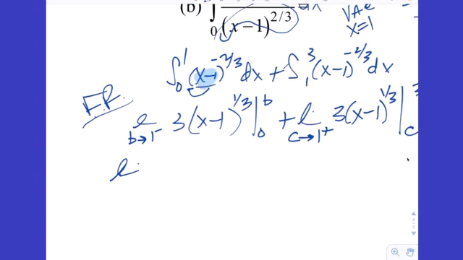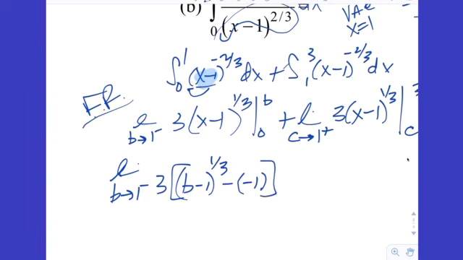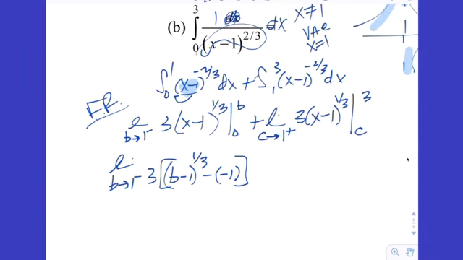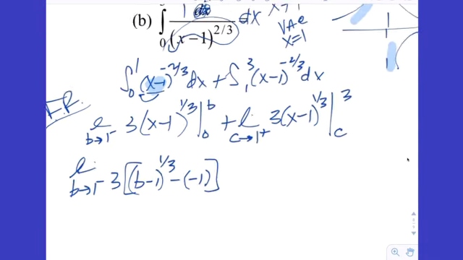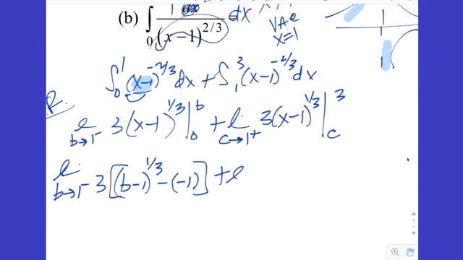All right, so here we go. The limit as B goes to 1 from the left. Direct sub, we get 3 times the bracket, B minus 1 to the 1/3, minus 0 minus 1 to the 1/3. What's negative 1 to the 1/3? The cube root of negative 1 is negative 1. So notice there we have minus the negative 1. That's going to change the sign. So a lot of little places in here where we can make little careless mistakes. So be vigilant, but also be diligent.